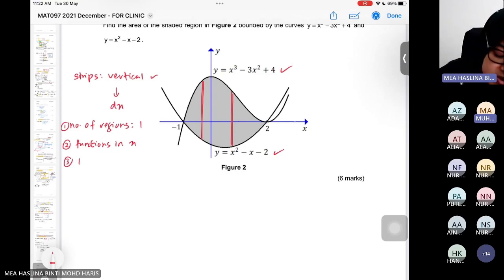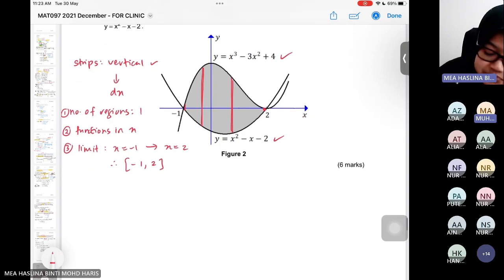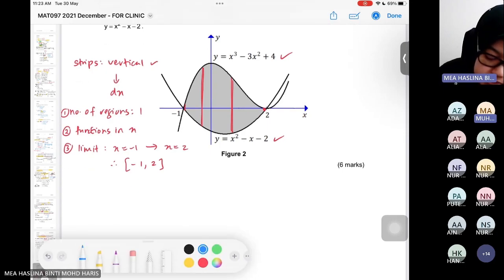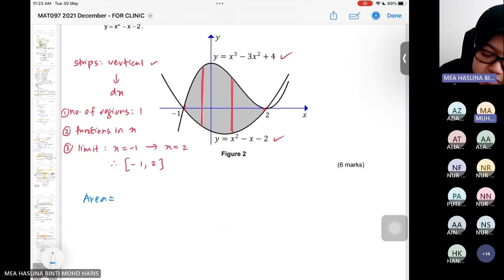And number 3, you determine the limit. Okay, so the limit you identify from left to right because you are using vertical strips. So from left to right, limit meaning from x equals -1 until x equals 2. Which means you write it -1 to 2. Okay, so area will be -1 to 2.